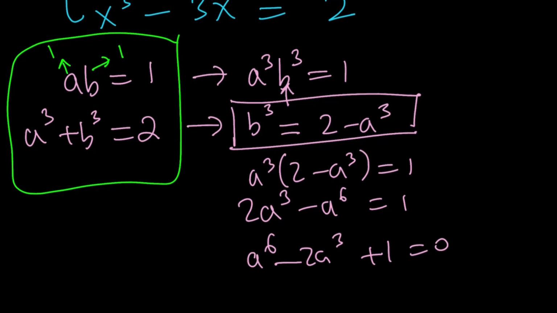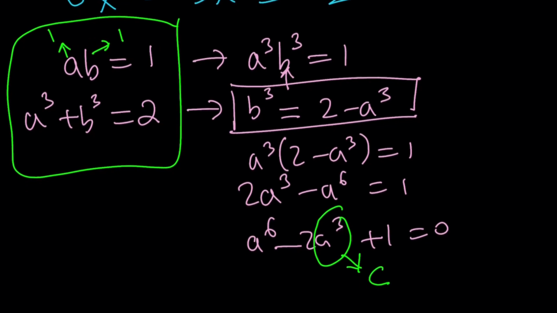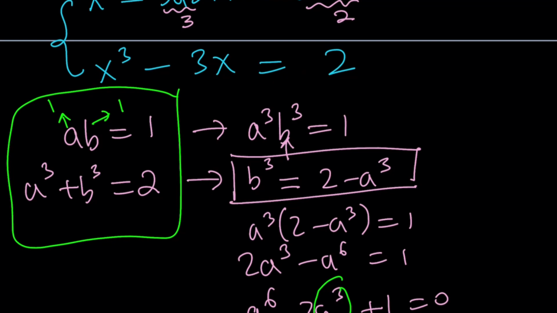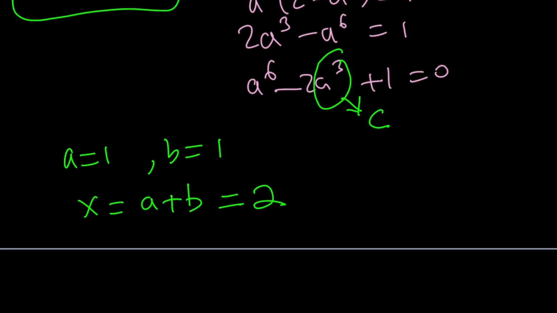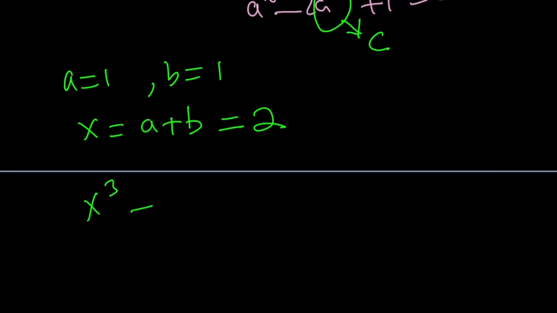And even if you solve this equation by using another substitution, like set a cubed equal to c, you get c squared minus 2c plus 1, so on and so forth. It's just a matter of seeing or not seeing, to see or not to see. Okay, anyways, so this equation is to solve, and what did we say? a equals 1, b equals 1 works, and we define x to be a plus b, and that becomes 2. So x equals 2 works, which means we can go ahead and manipulate this equation.